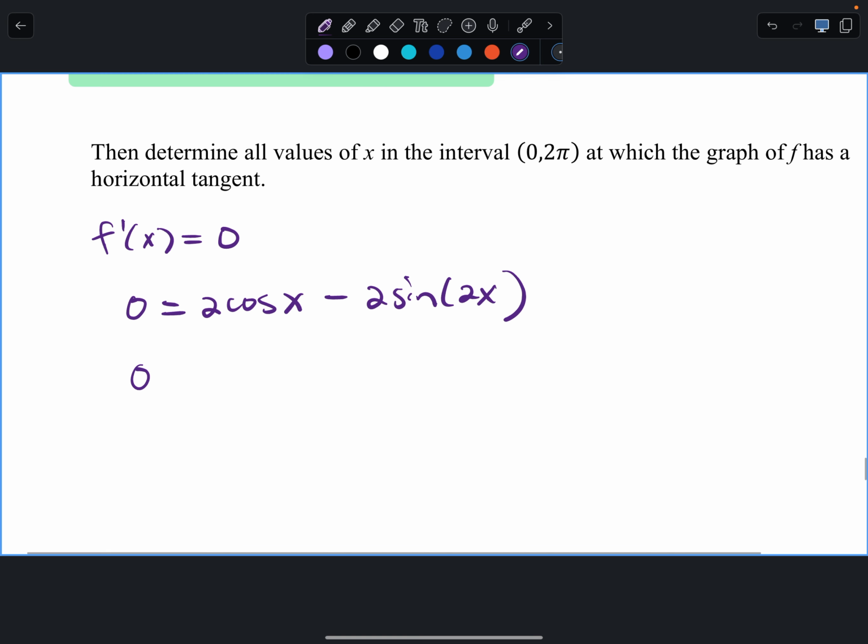So that's the first part. Next, find all x values from the interval 0 to 2 pi where the graph has a horizontal tangent. Wait, what are we doing? It literally says it. You're right, I'm sorry. I'm trying to let you cook on this one.